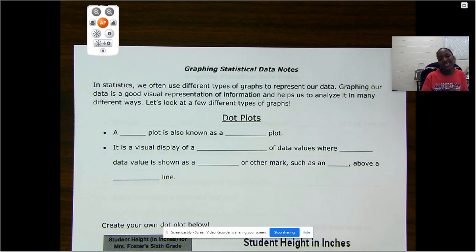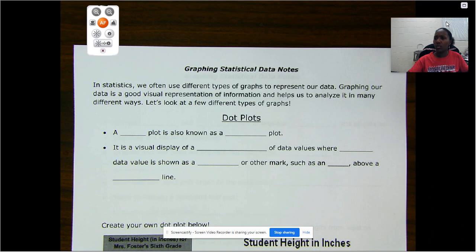Okay? All right, we're going to do some notes first. We're going to start off with the dot plots. Hopefully this looks familiar to you. Not sure if you saw it in elementary or not, but no worries. As always, I will let you know what's going on here. All right, graphing statistical data.